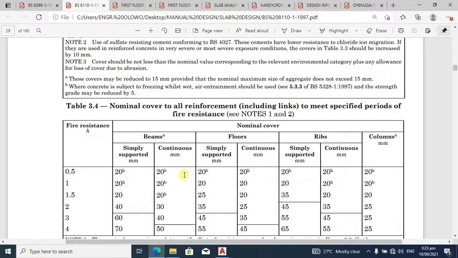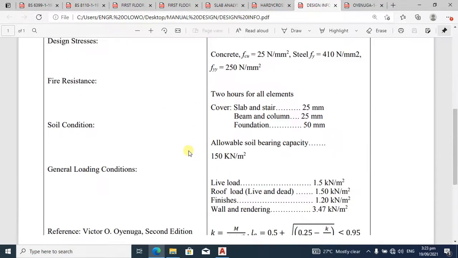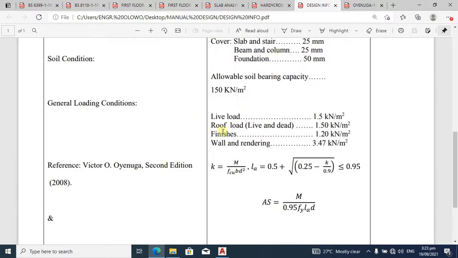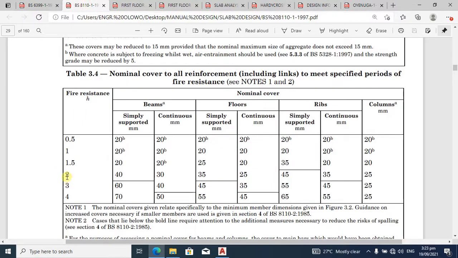So now let's proceed. From that table we are going to come to another table, Table 3.4. Then under Table 3.4 we are going to see fire resistance. Now, how long do we want our structural member to resist fire before we are able to put the fire off in case of any fire outbreak? From our design information, we have assumed 2 hours for our fire resistance. So therefore we are now going to trace these 2 hours.